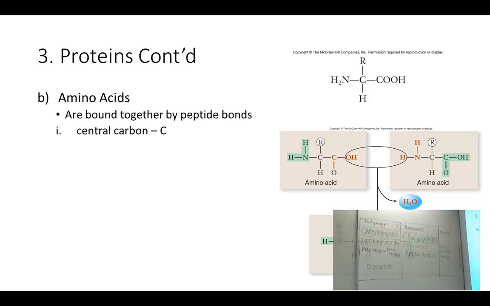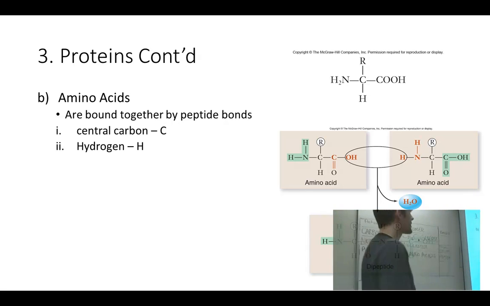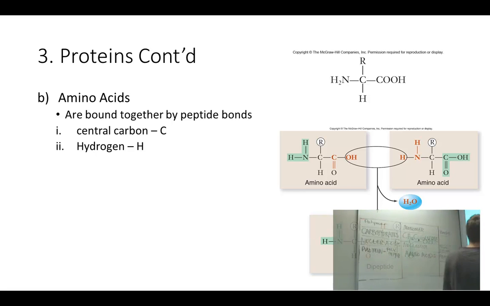Make covalent bonds with 4 different elements. Okay. So we have a central carbon. Guess how many things are bound to it? 4. Okay. You have a hydrogen by itself. On every amino acid, one of the bonds to the central carbon is just attached to a hydrogen.